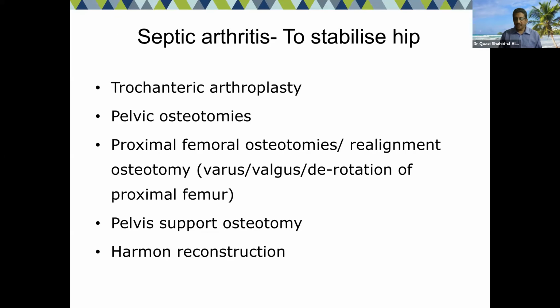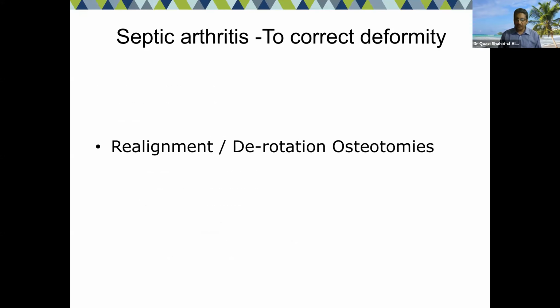If you want to stabilize the hip, we can go for trochanteric arthroplasty. We can go for pelvic osteotomies. We can go for realignment osteotomy like varus, valgus, or derotation osteotomy of the proximal femur. We can go for pelvic support osteotomies. Or we can go for femoral reconstruction also. I will elaborate each of them a little bit later on. If you want to correct the deformities only, then these realignment or derotation osteotomies are good enough.